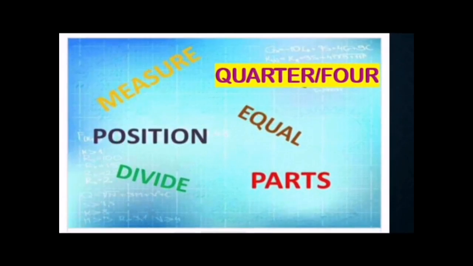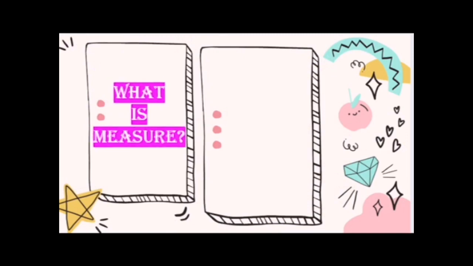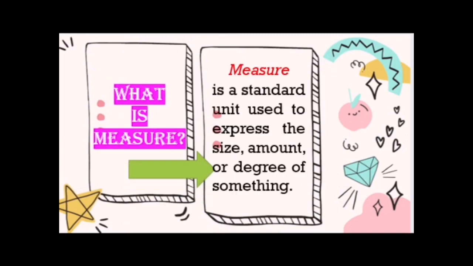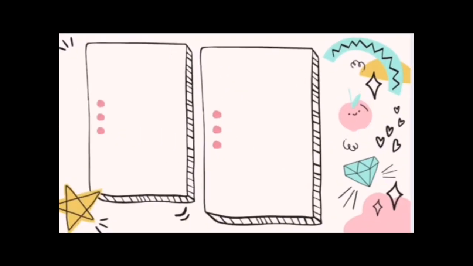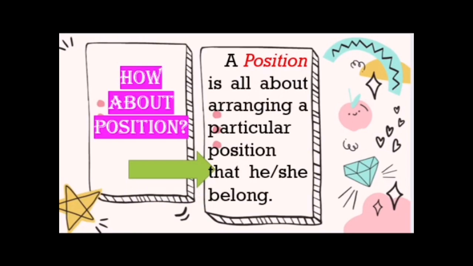So, those are the words that we collect in our activity. Measure, position, divide, quarter or 4, equal parts. Okay, so meaning, measure of position is divided into 4 equal parts. So what is a measure? A measure is a standard unit used to express the size, the amount, or degree of something. When it comes to position, that is all about arranging a particular position that he or she belongs to.